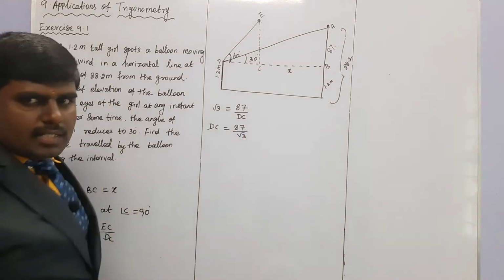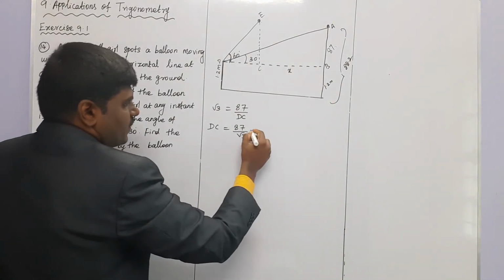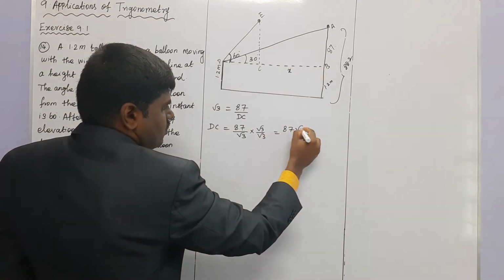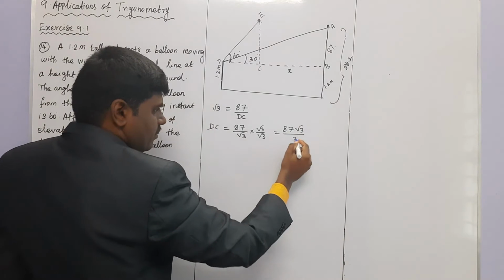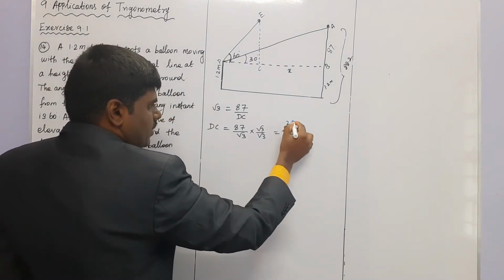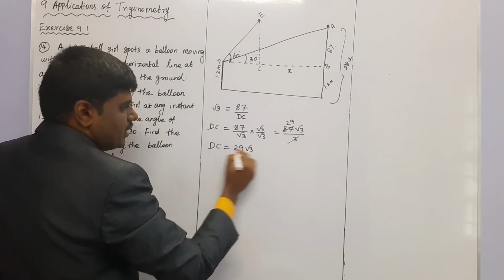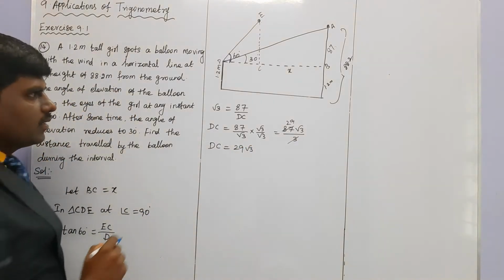Root 3 is an irrational number, so I will multiply by root 3 by root 3. Just simplify: 87 root 3 by 3. Again you will cancel, 3 goes into 87 twenty-nine times. So what's the conclusion? DC is equal to 29 root 3. Okay, DC is equal to 29 root 3.